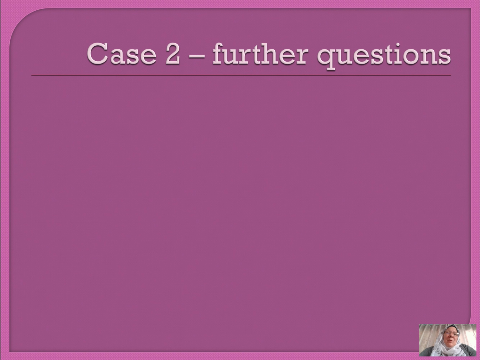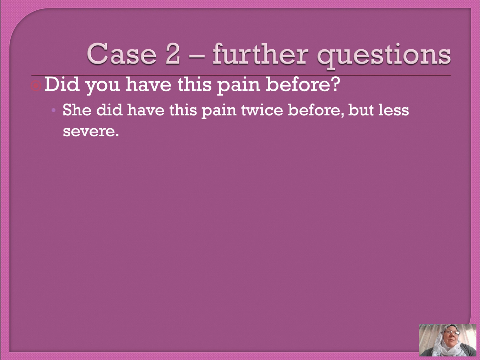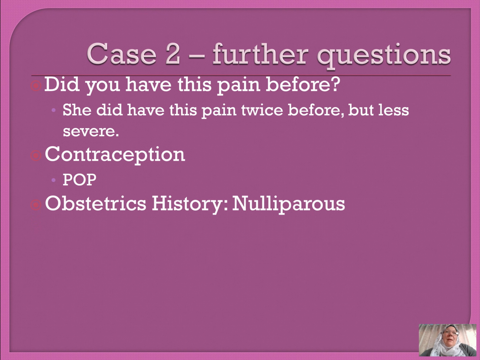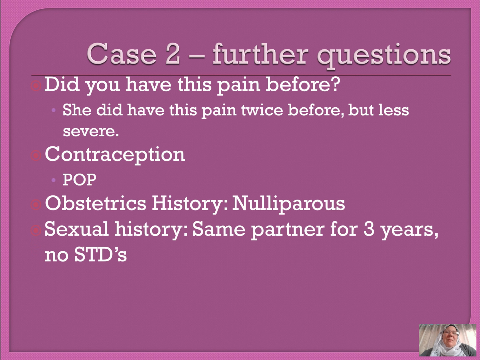What further questions do you want to ask this patient? Did you have this pain before? So is it for the first time, or did you have it before? She did have this pain twice before, but less severe. Which contraception do you use? She uses the progesterone-only pill for contraception. She's nulliparous, and she has been with the same partner for the last 3 years and has never had a sexually transmitted infection.